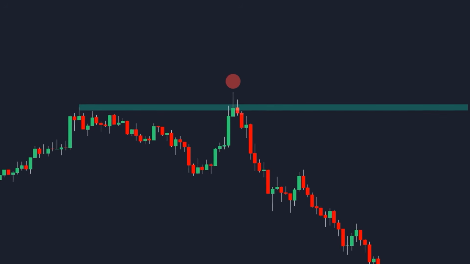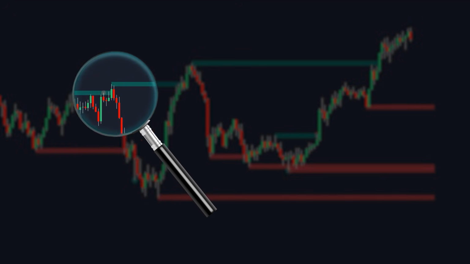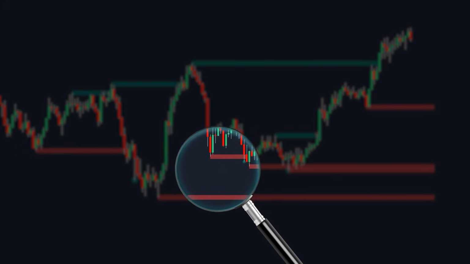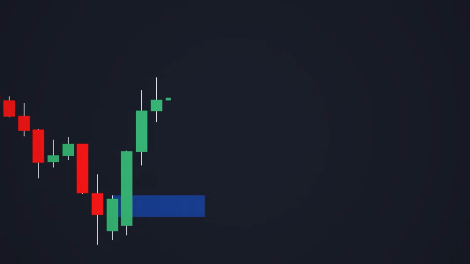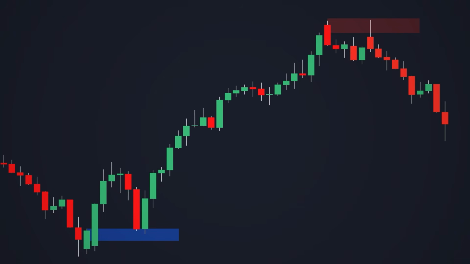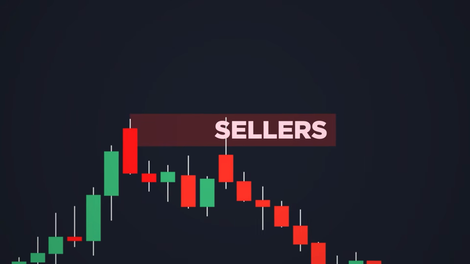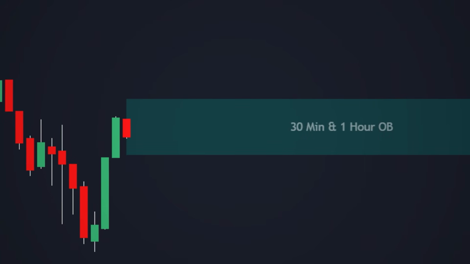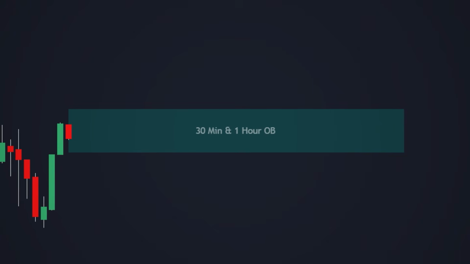But liquidity alone isn't enough. You need to know exactly where big traders actually place their orders so you can find perfect entries, and that's where order blocks come in. Order blocks are areas with lots of buyers or sellers waiting to enter the market. The toolkit automatically plots these areas on your chart, but it gets better.